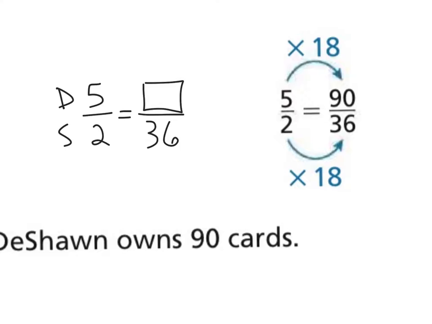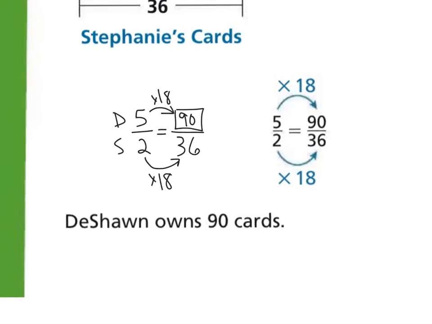And then looking for patterns. Remember, the pattern has to be multiplying or dividing for it to be an equivalent fraction. So if you did 36 divided by 2, you would get 18. So just like the book shows here, going from 2 to 36 is multiplying by 18. And so to get an equivalent fraction, multiply the numerator by 18 also. So 5 times 18 would give you 90. So that, first of all, tells us that Deshawn has 90 cards. That's our first step in this problem.